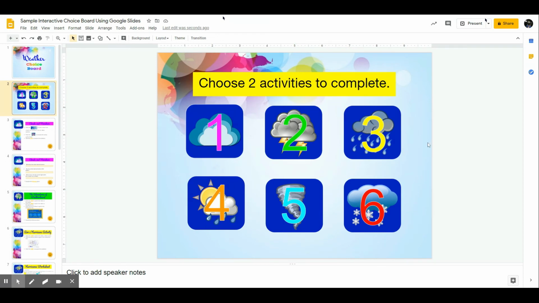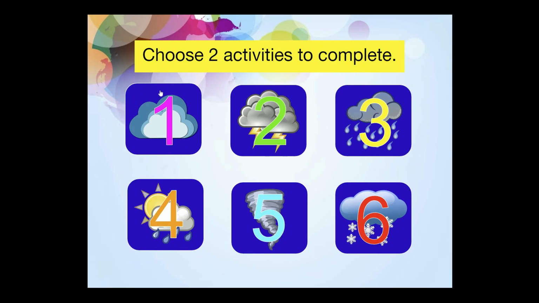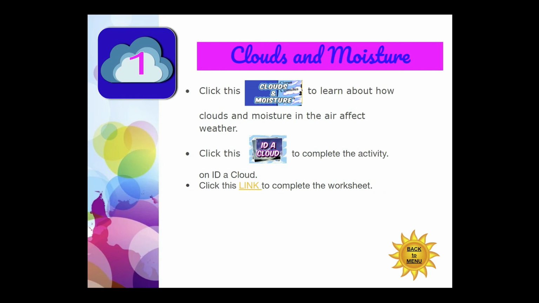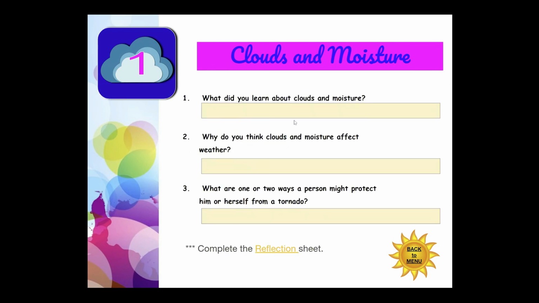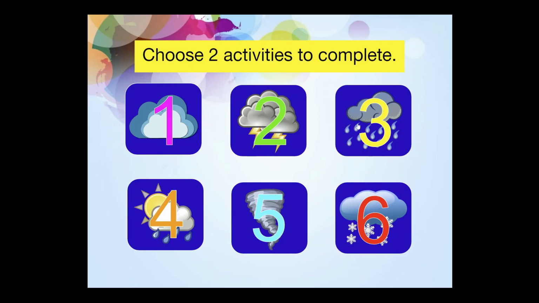Now if you have this slide automatically presented when the students click it, it will look like this. So if the students click anywhere on this square, then they should be directed to the first slide with the activity directions. When they're done following these directions, they can then click this link to complete the worksheet. They can answer the questions about the activity, and then when they're done, they can click reflection so they can answer the reflection questions. And then when they're done with their first activity, they can go back to the home page and then choose a different activity.